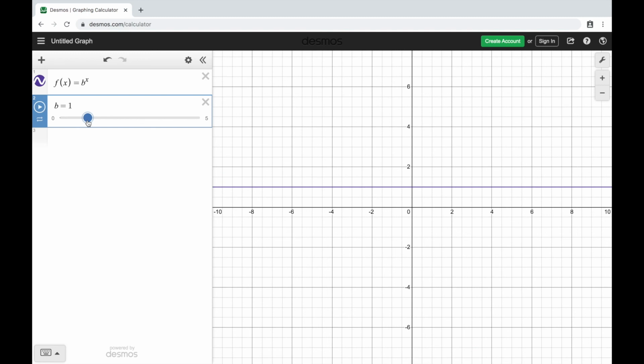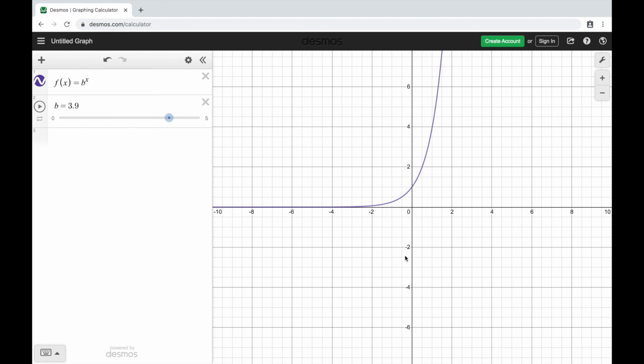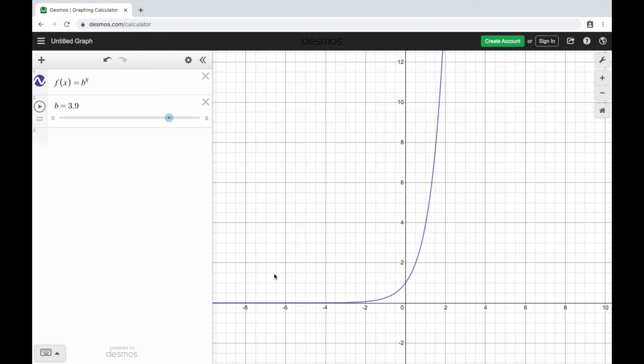Here I have a graph, and we can see that as b gets bigger and bigger, the graph does have the general shape that I showed in my example. Here would be 2 to the x like I did. However, the bigger and bigger I get, the steeper and steeper this curve gets. So if we go down a little bit, we can see that it gets steeper and steeper the bigger the base gets.